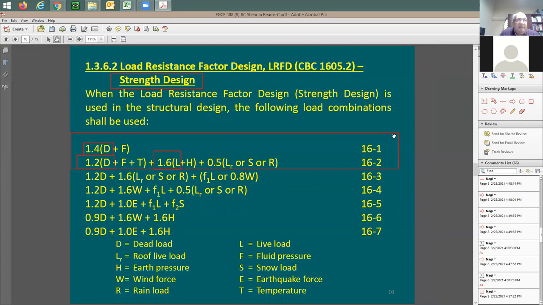So let's say with that now, we have the shear demand on the beam. And of course, we're going to see an example and see exactly how we're going to be determining the shear demand on the beam.